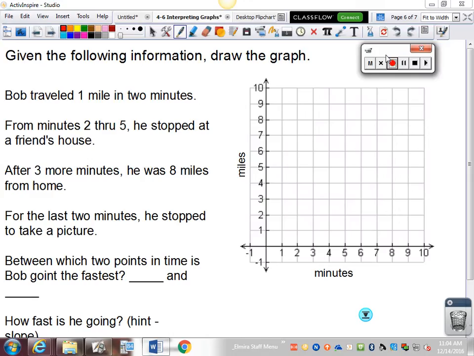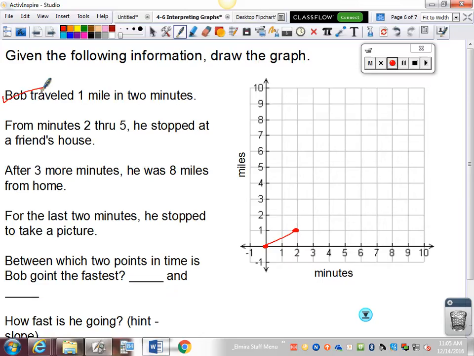All right, last thing. Given the following information, draw the graph. Well, it's important to know that Bob starts out 0 minutes and 0 miles from home. So we have to start by putting a dot in the origin before we read the clues. We have to start there. And then it says Bob traveled 1 mile in 2 minutes. So 1 mile, 2 minutes, put a dot and connect it. That's the first clue.